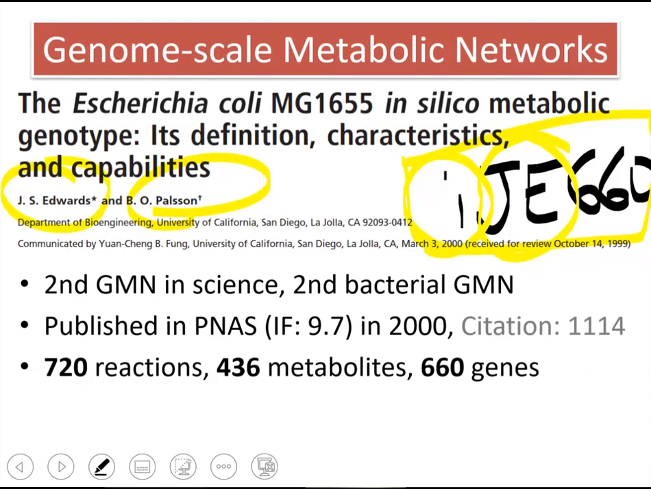The PhD student had developed this work. And this is the number of genes in the organism. So this first model is referred to as iGA660.